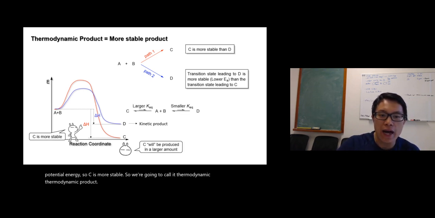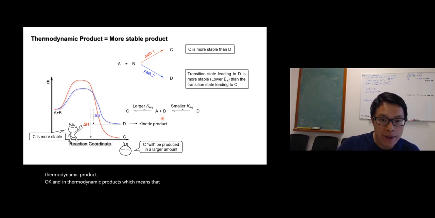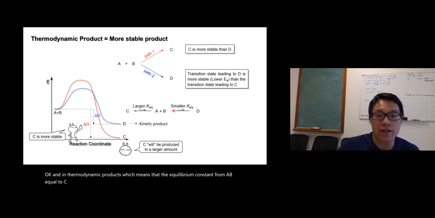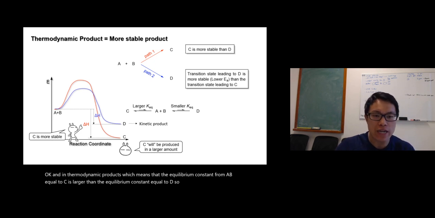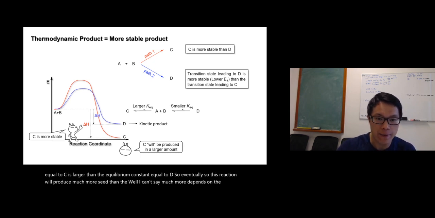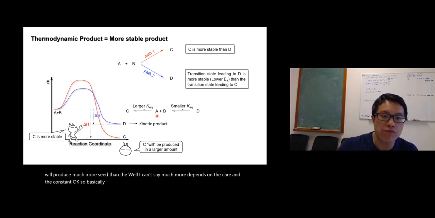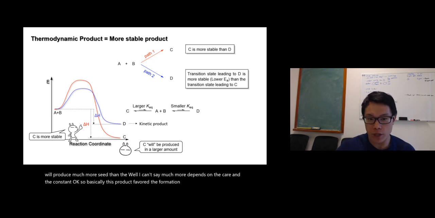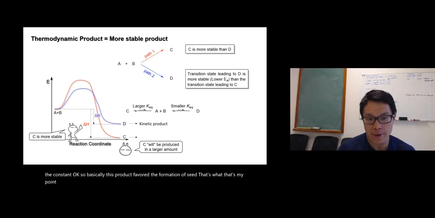In the thermodynamic product, the equilibrium constant from A and B going to C is larger than the equilibrium constant going to D. So eventually, this reaction will produce much more C than D. Well, I can say much more, but it depends on K, the constant. Basically, this reaction favors the formation of C. That's my point. So C is the thermodynamic product.